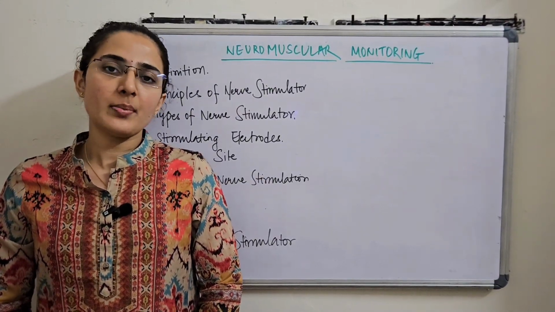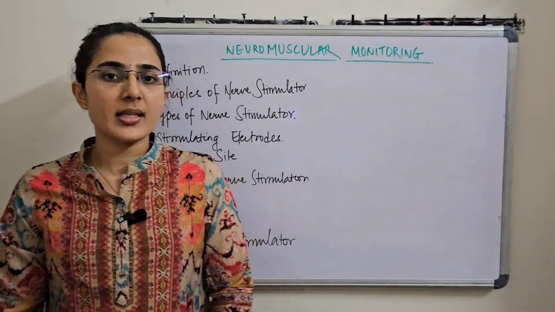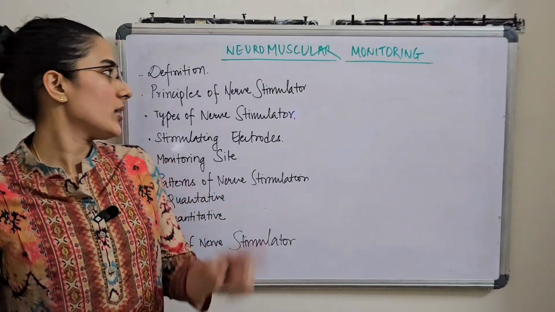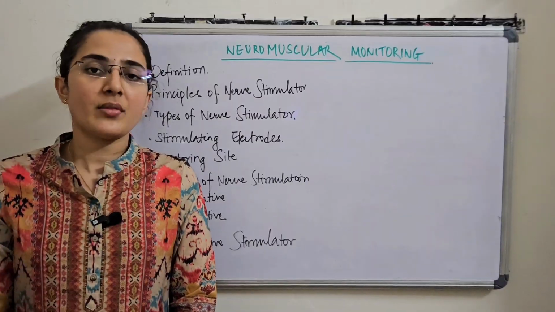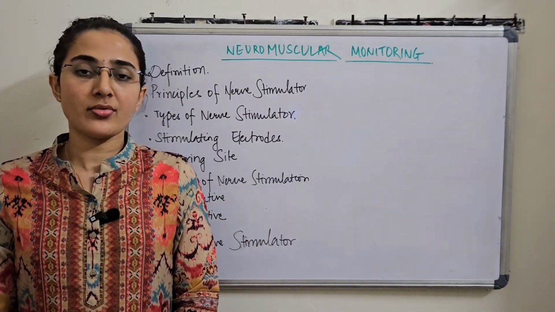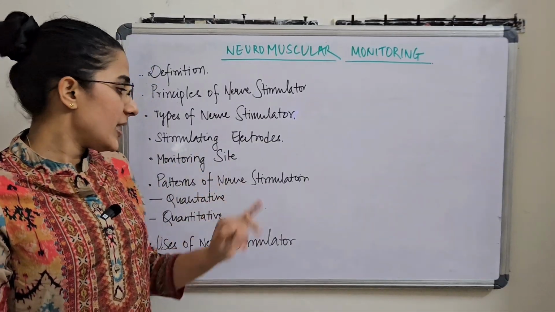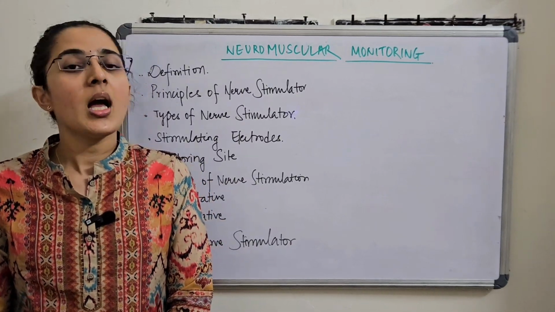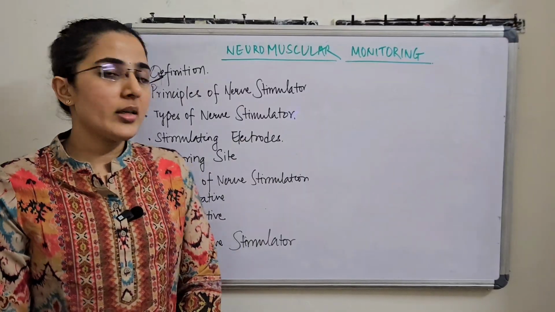So today's video will be discussing neuromuscular monitoring. In this video we'll see the definition of a neuromuscular monitor, the basic principles of a nerve stimulator, the various types of nerve stimulating electrodes available, and the various sites used for neuromuscular monitoring. Then we'll see the various patterns of nerve stimulation, both qualitative and quantitative, and the uses of a nerve stimulator.